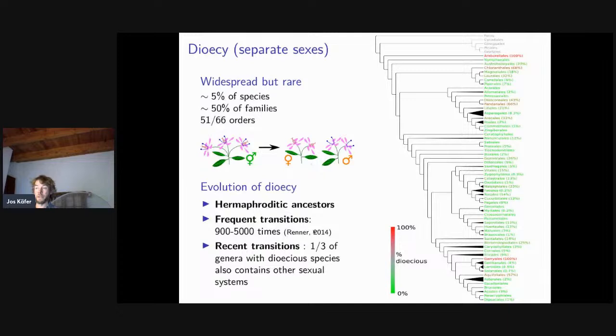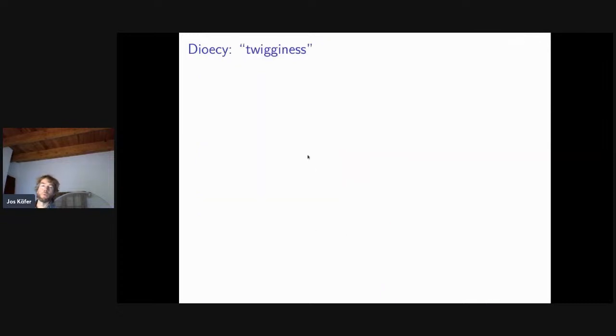One third of the genera with dioecious species also contain other sexual systems. So probably dioecy is derived within the genus or just above the genus level. And this gives rise to what we sometimes call the twigginess of the distribution of dioecy.